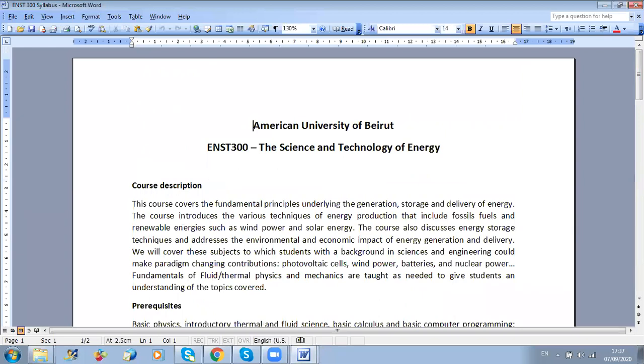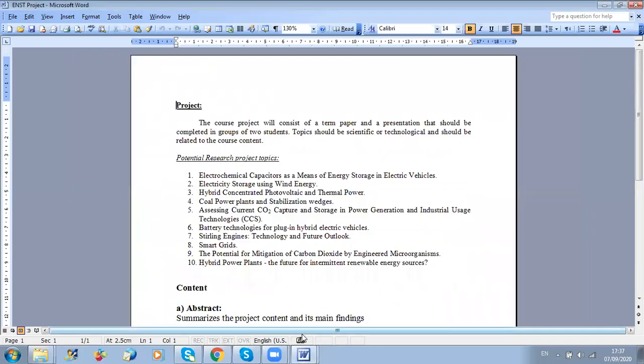All of you are able to access Moodle for the course? Yes. Very good. So I have posted the syllabus, and also I already posted the project guidelines. So we will go also over the project guidelines. The course project will consist of a term paper and a presentation that should be completed in groups of 2 students. So if anyone considers that he can do it alone, I don't have any problem. You can do it on your own if you have problems in doing it in groups. No problem for me.